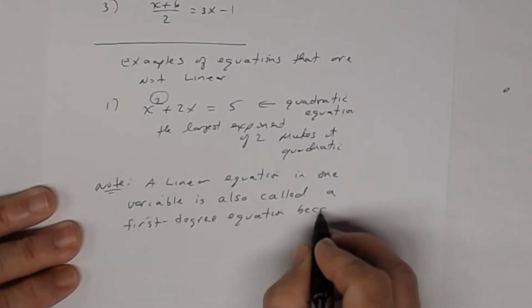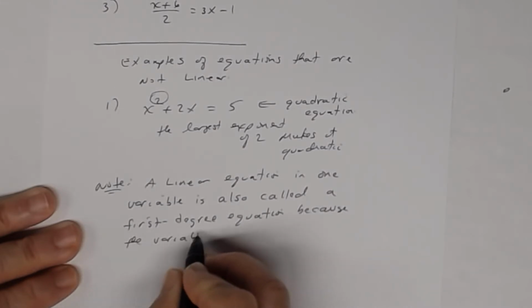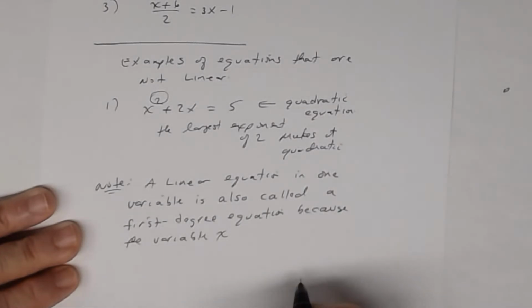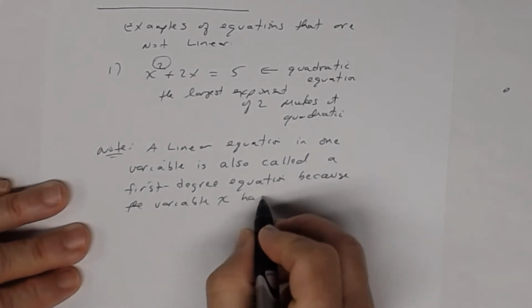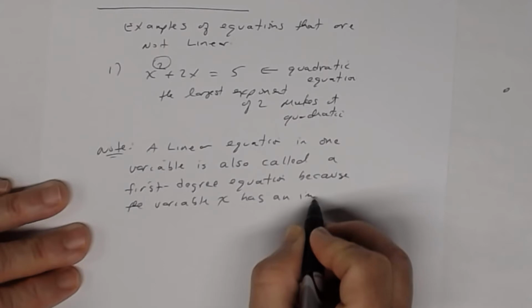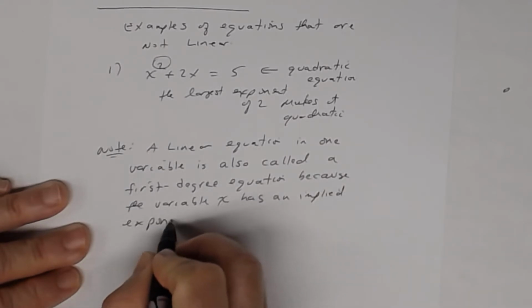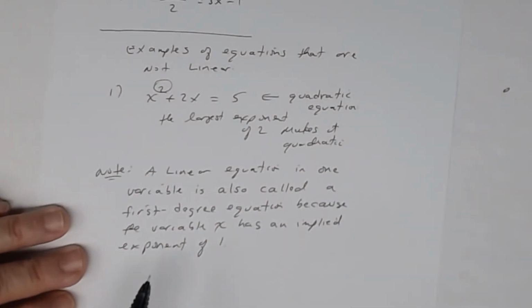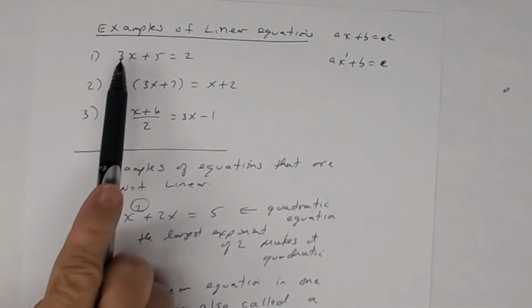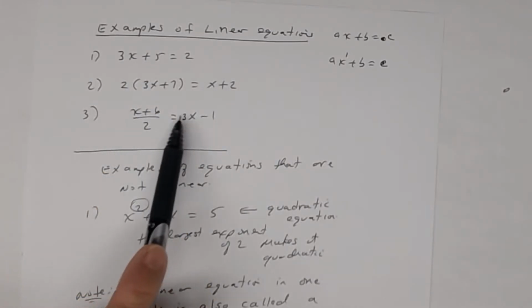Because the variable x has an implied exponent of 1. Okay? All right. So these right here are linear equations because if you notice, all the exponents are 1s.